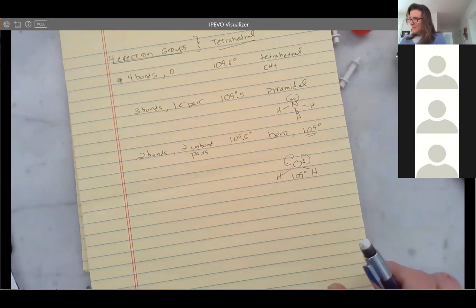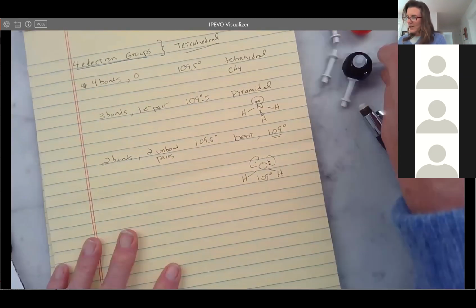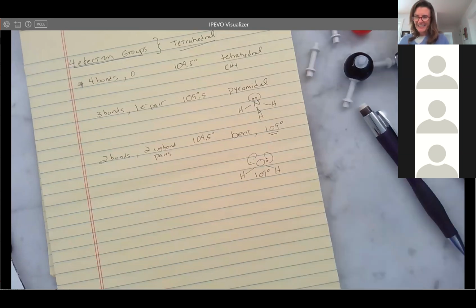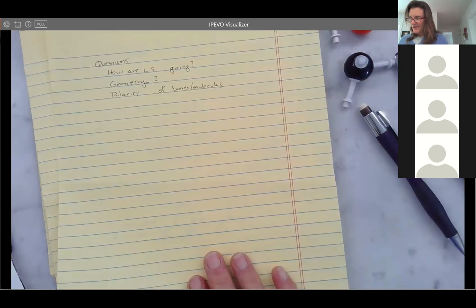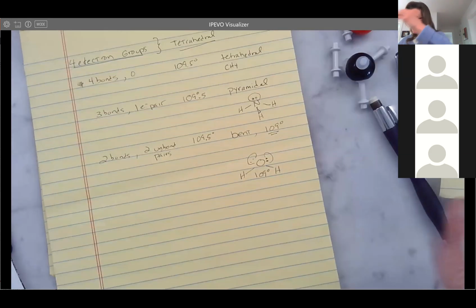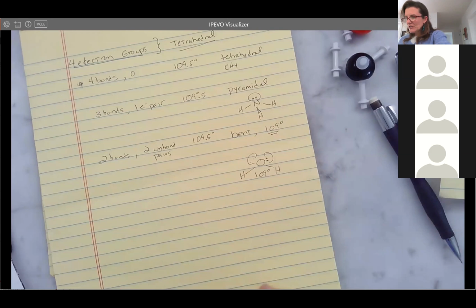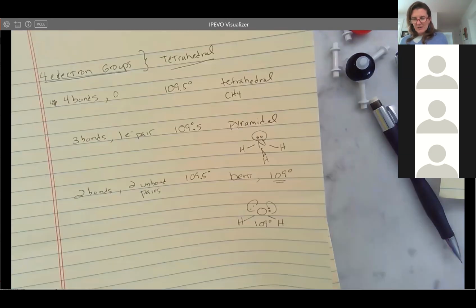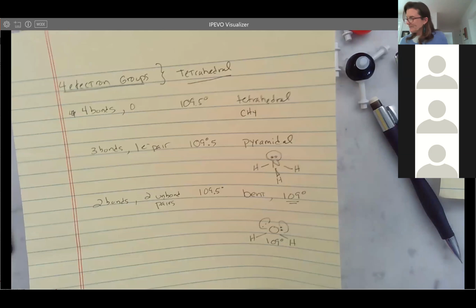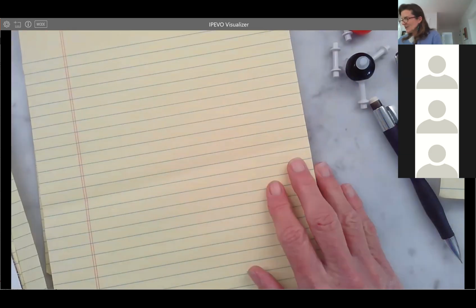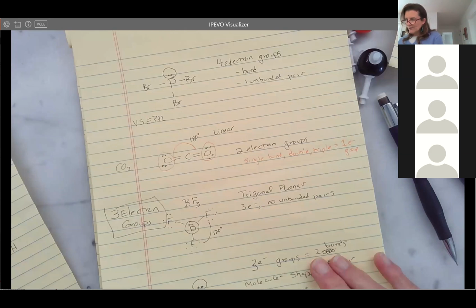So what do you guys want to do next? Can you go over polarity? Because I didn't understand any of that. Okay, yeah, polarity is challenging. Okay, so with bonds or molecules? Like all of it. Okay, I'll start with bonds and build up. Okay, thank you. Oh, and let me give another example of a trigonal. Well, actually, we'll do that later. Okay.